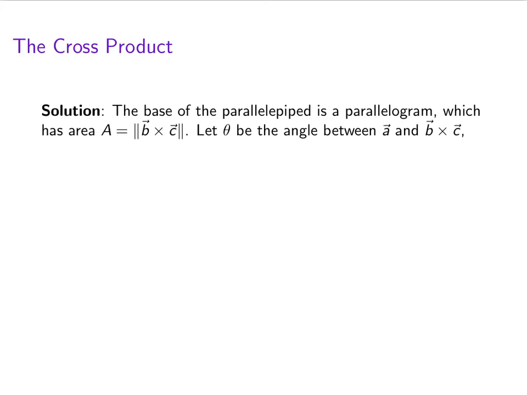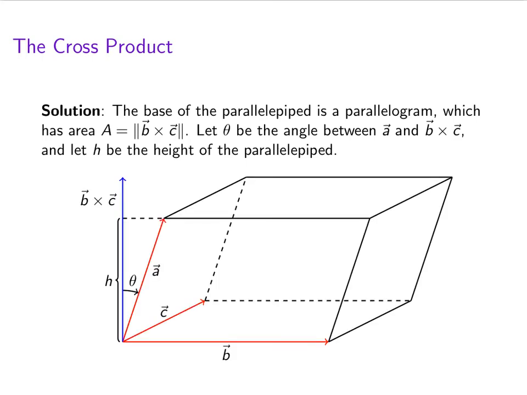Now let's let theta be the angle between the vector a and b cross c. And let's let h be the height of the parallelepiped. All right, so here's the picture of what we're talking about. So remember that b cross c is a vector that's perpendicular to both b and c. Now in this case, that vector may not be parallel to a because the parallelepiped has been sheared from a rectangular object. So there's a height and there's an angle there.